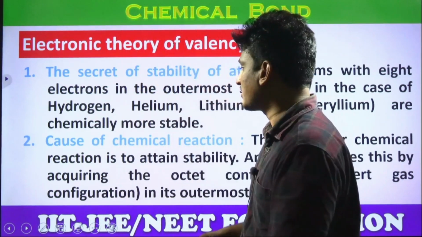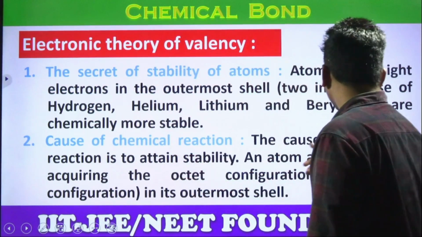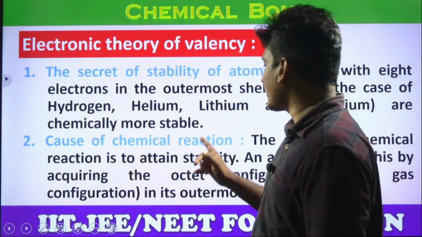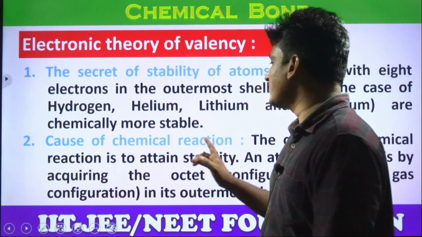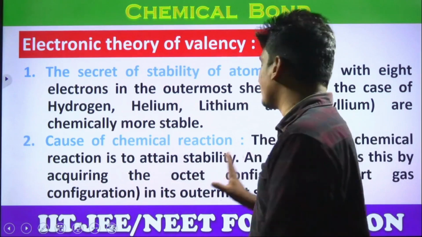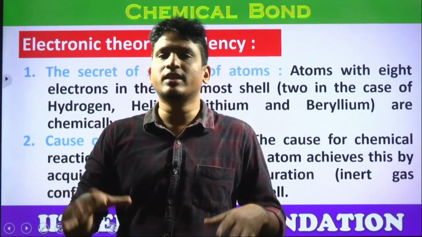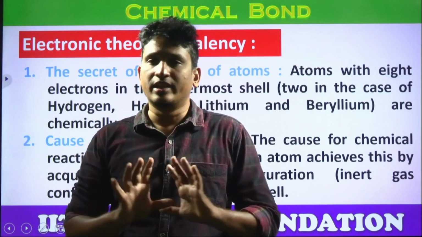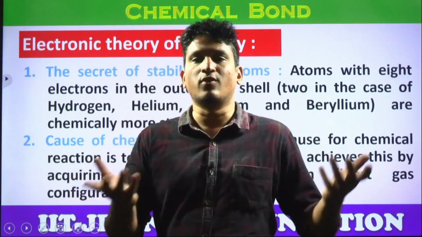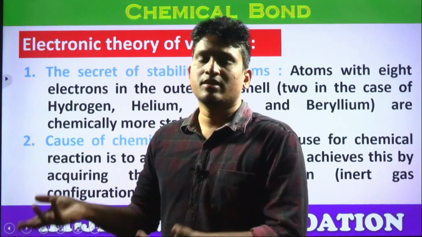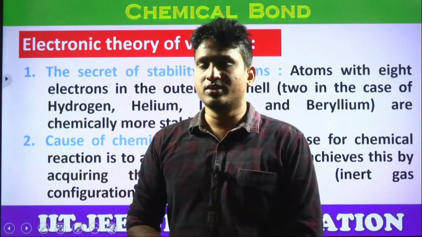Reasons also we discussed. Cause of chemical reactions. The cause for the chemical reaction is to attain stability. An atom achieves this by acquiring the octet configuration. Yes or no? In order to get that stability, do all the elements in general have 8 electrons? No, they do not have 8 electrons. They have either 1 electron or 2 electrons or 7 or 6, depending upon their configuration.